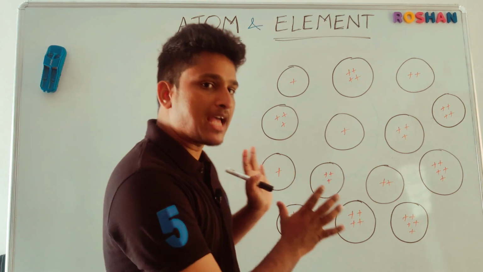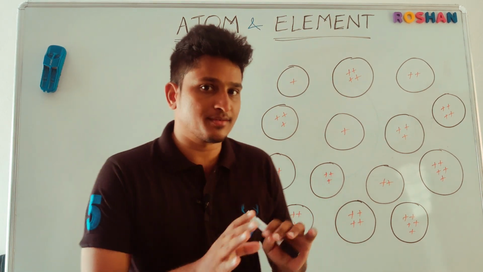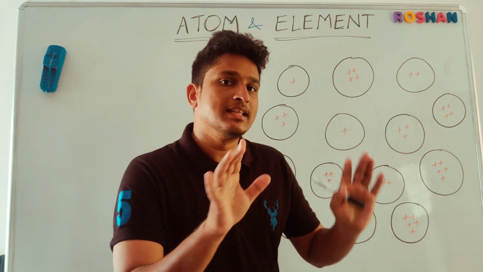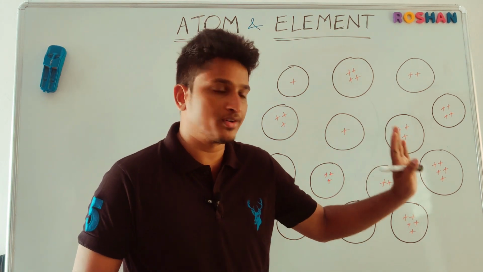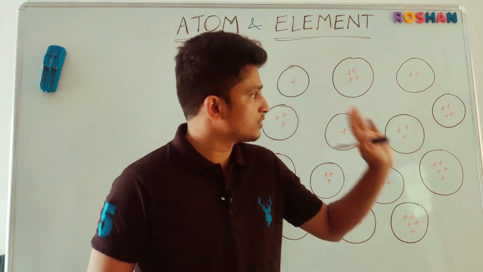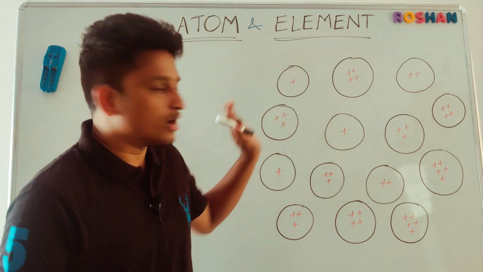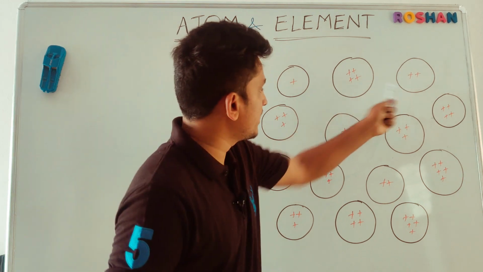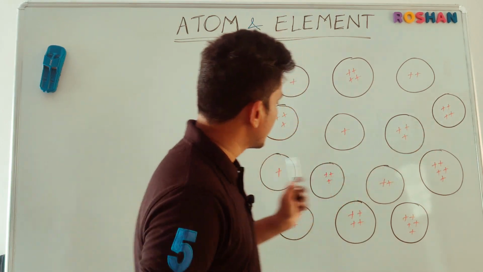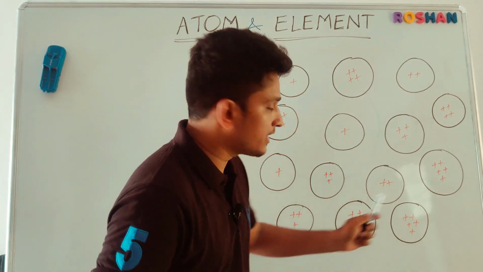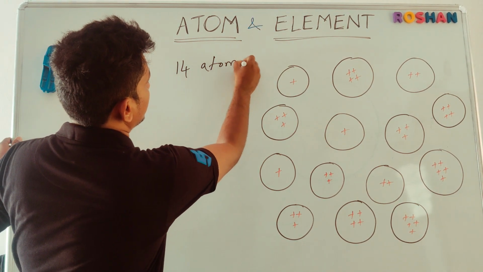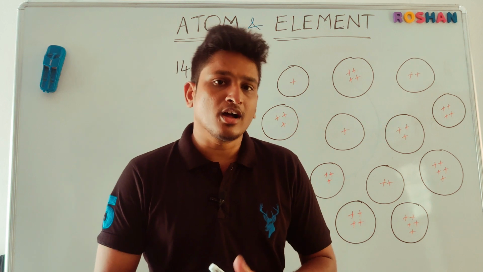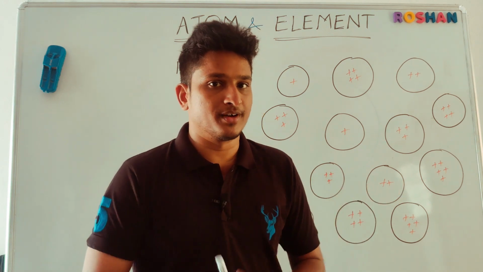So students, look at these examples. I just represented the atoms with only protons. Of course, electrons and neutrons are also there, but this classification is not done based on electrons and neutrons, only on the basis of protons. So listen. First count, how many atoms are there? 1, 2, 3, 4, 5, 6, 7, 8, 9, 10, 11, 12, 13, 14. Total how many atoms are there? 14 atoms.